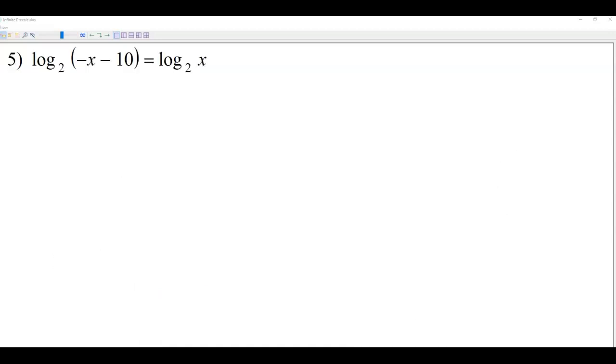All right, here we go. So this one's interesting because we have multiple logs in it, and in fact there's logs on both sides. And just as a warning to you guys, these are the ones where extraneous solutions happen a lot. It doesn't mean that it will happen. I'm just saying it can when you have a log on both sides. Those are the types of problems where an extraneous solution is pretty likely. So let's go ahead and begin.